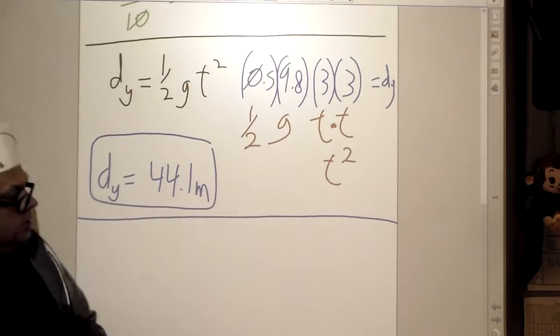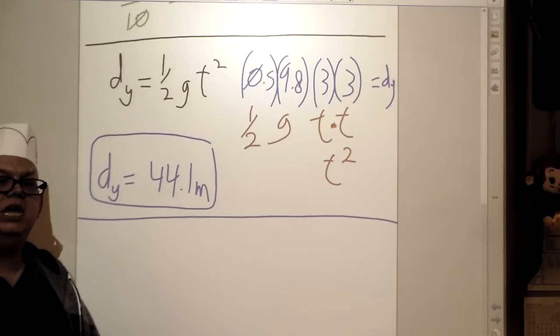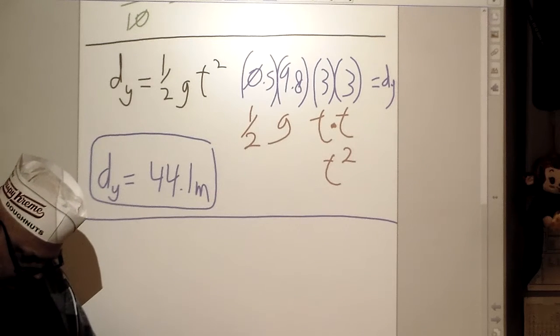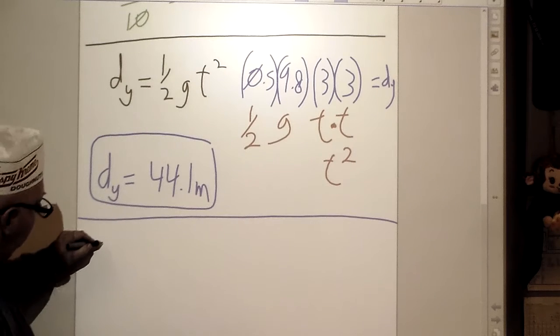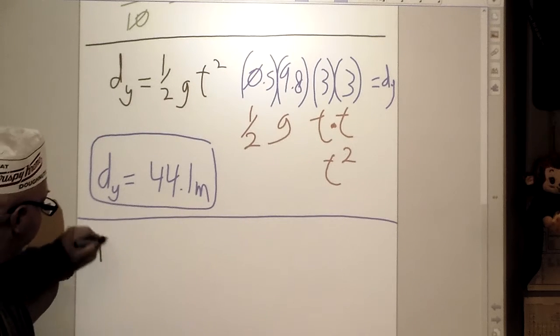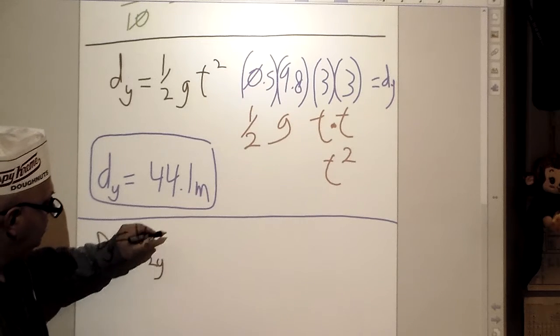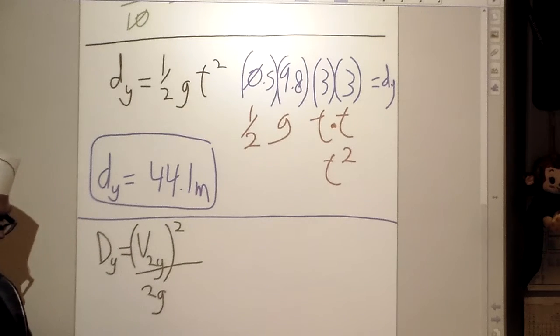Okay. So now we got the cliff of the talentless, but now what we need to find out is the speed at which it impacts the ground. Oh, okay. So with that, we're going to look at a formula. We're going to say dy is equal to v2 in the y direction squared over 2 times gravity. So this shouldn't be too bad. This part will be easy. We're interested in our velocity in the y direction. That's really it.